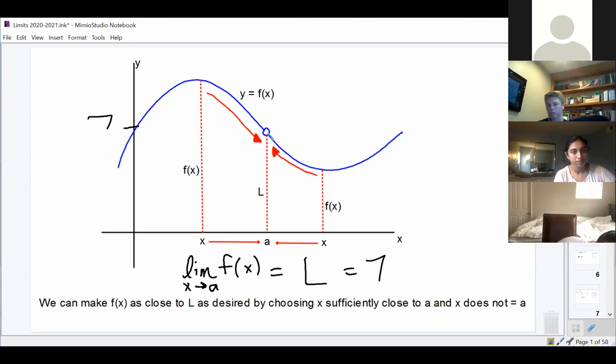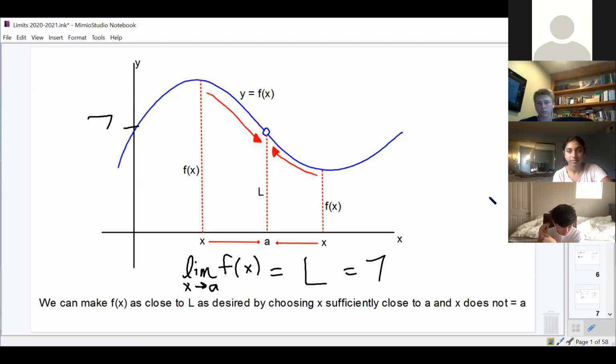Well, in calculus, we're no longer really going to be concerned about what happens at the point. We're going to be concerned about what happens as we get very close to the point. What does our function do? How does our function behave as we get very close to certain x values? Whether or not we actually get to a specific y value at x equals a doesn't matter. We care about what happens as we get very close to it. That's the whole idea behind limits. Good or no? Yeah? All right.